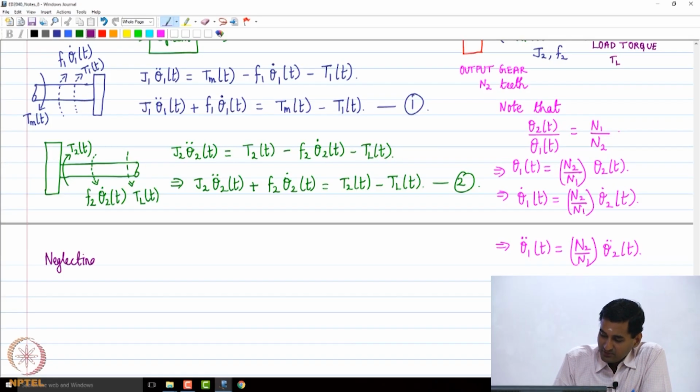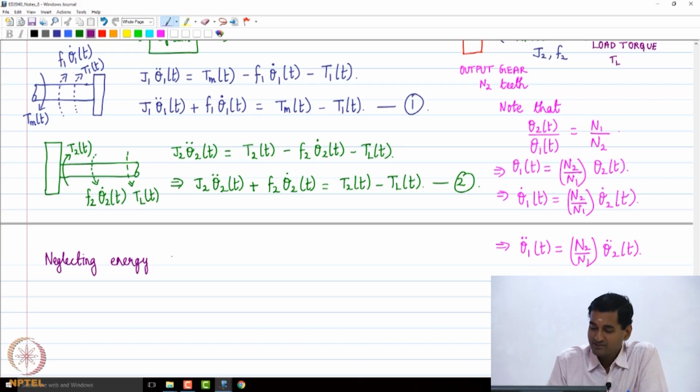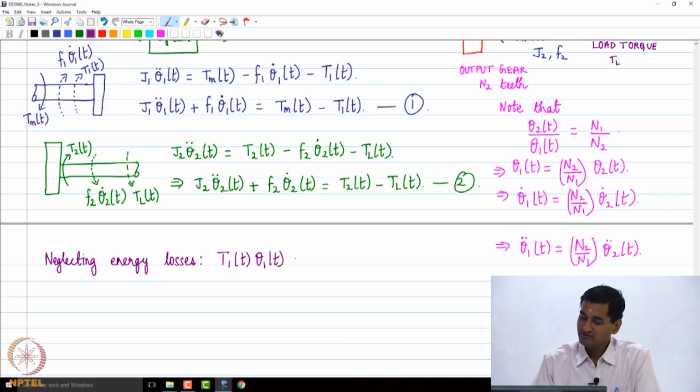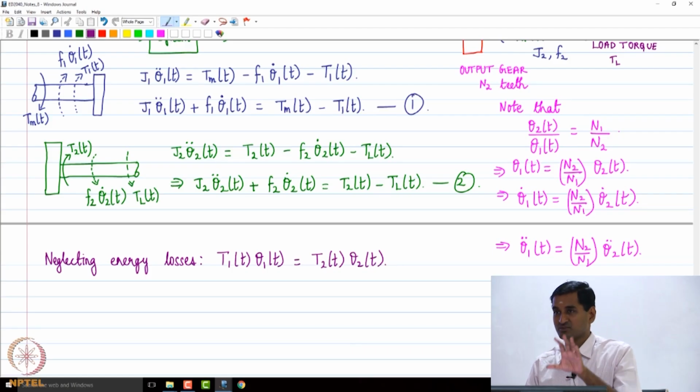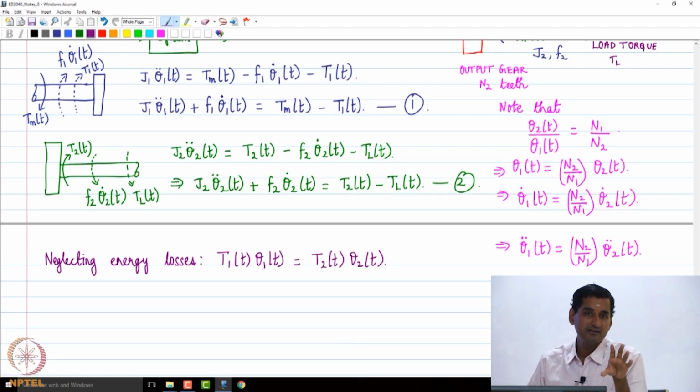Of course, if we do not neglect energy losses, typically we need to put an efficiency term. Neglecting energy losses, we can immediately see that T1t theta 1t, that is the work done by the input shaft, is going to be equal to T2t times theta 2t. That is going to be the energy balance at the gear interface, the gear mesh.